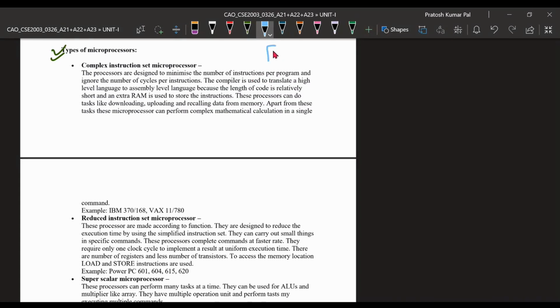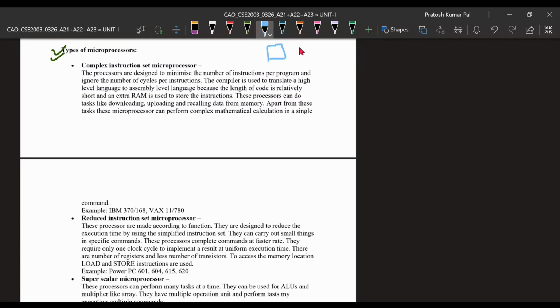So basically we are going to minimize the number of instructions per program. If a program is there, we should minimize its number of instructions, and we will ignore how many cycles each instruction is going to take. Our main motive is to reduce the number of instructions per program. That means a single instruction is able to accommodate more functions, and that is why the name suggests complex instruction set microprocessor.